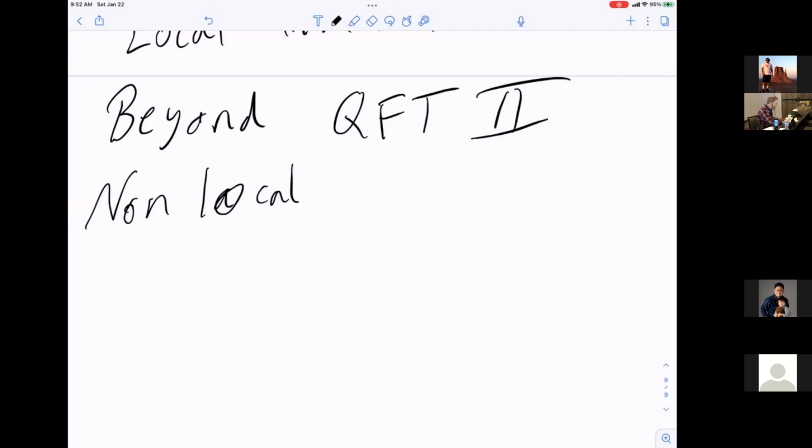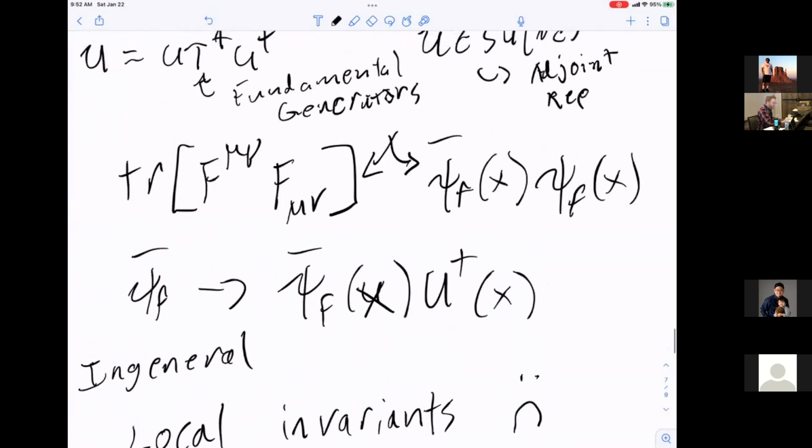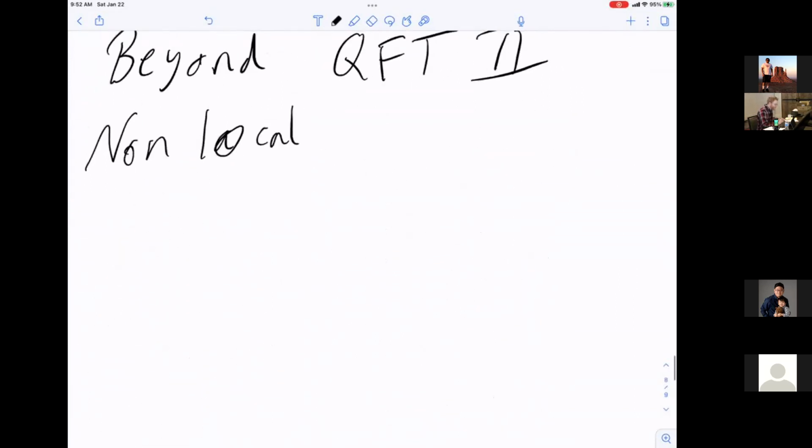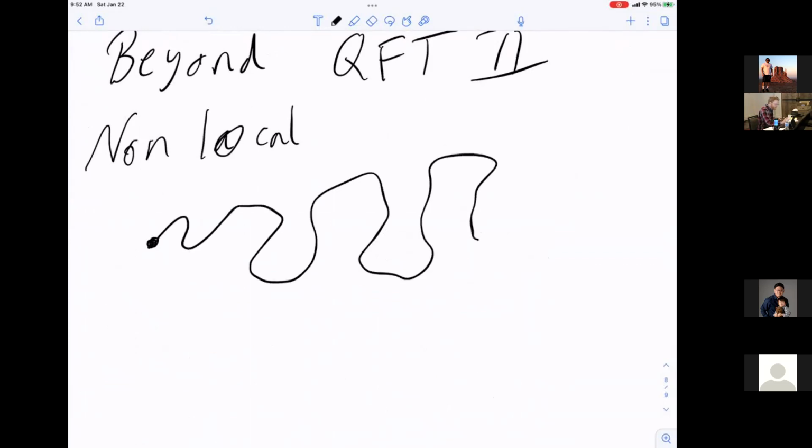Up till now, I've written down these local operators, right? They're just creation and annihilation operators or covariant derivatives acting at a particular space-time point. And I want to write down something non-local. Well, for something to be non-local, I can always start at a point and I can start moving around. And now I've built for you some non-local object because I started at a point and I started moving around.